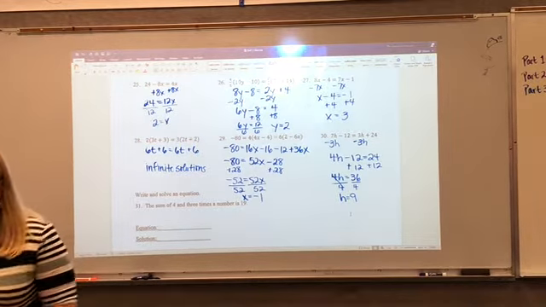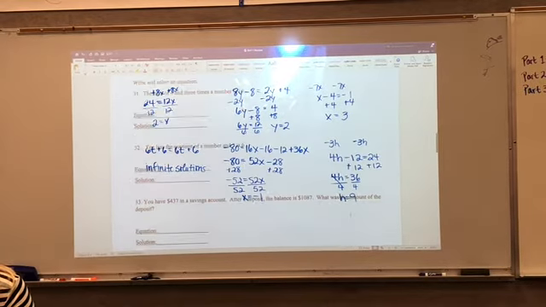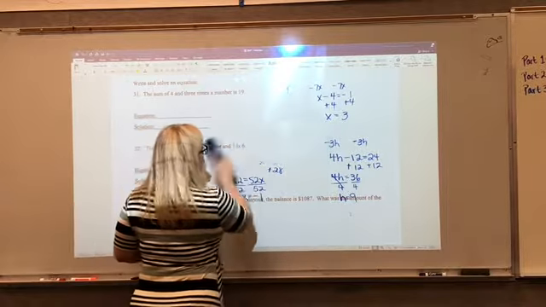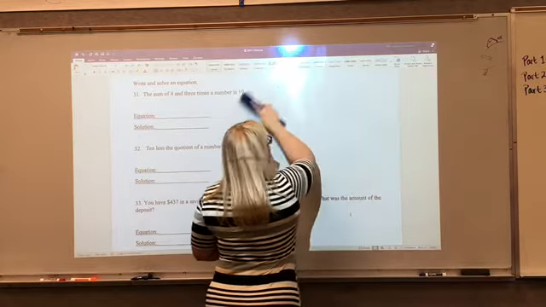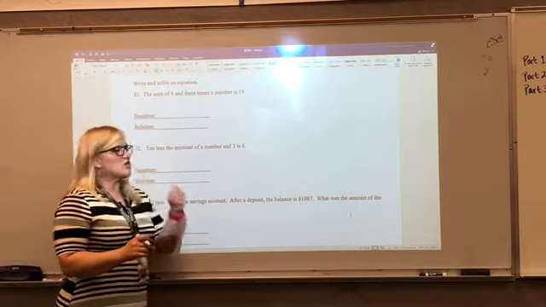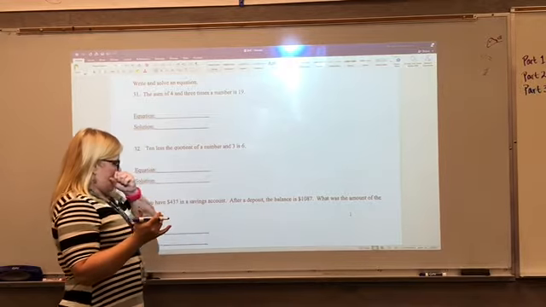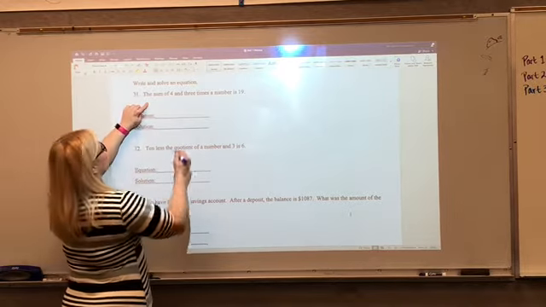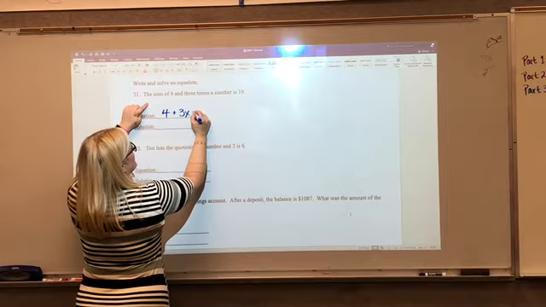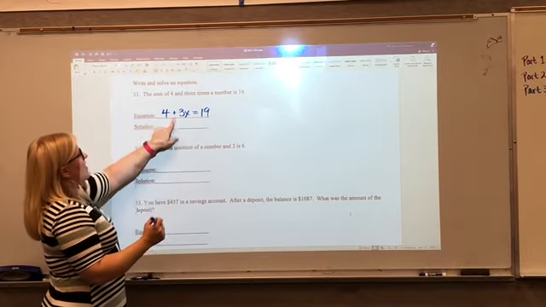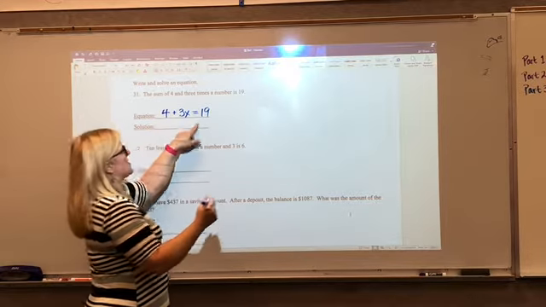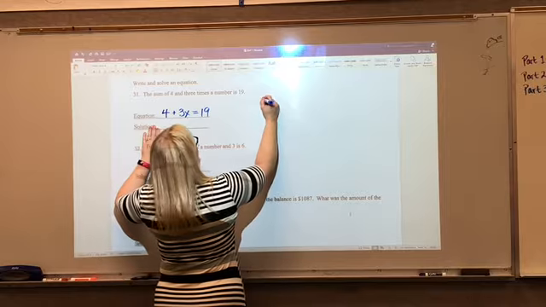Okay, so moving along, it says write and solve an equation. Let's get rid of all of this. Okay, the sum of 4 and 3 times a number is 19. Whenever you see the word is, that means equals. And so the sum of 4 and 3 times a number is 19. So it's 4 plus 3 times a number equals 19. And then I'm going to work the solution over here.